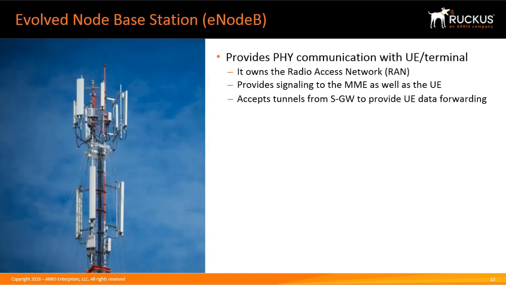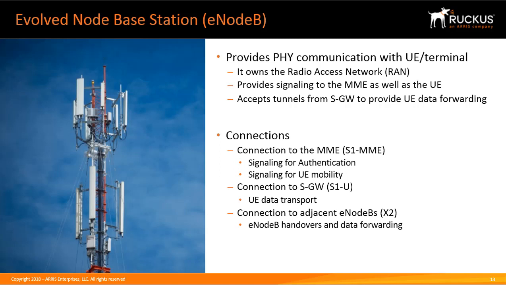The evolved node base stations bridge the wireless barrier communication from user equipment to the wired connection back to the EPC. Each eNode B manages and operates its own radio access network, providing radio connectivity to devices within range. As UE devices attach to the network, the eNode B accepts tunnel requests being established by the S gateway to provide UE data forwarding. eNode Bs generally have physical connections commonly known as backhaul networks, providing connectivity back to the EPC. These backhaul connections leverage the local exchange carrier, or LEC, or some other local internet provider.